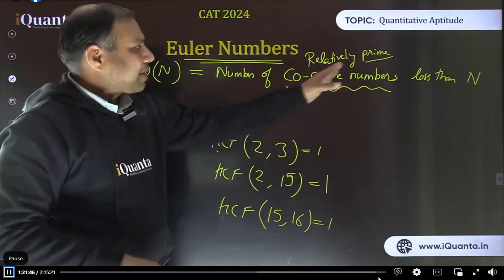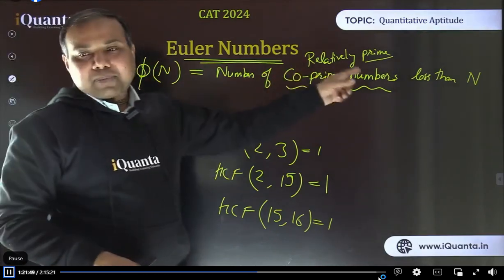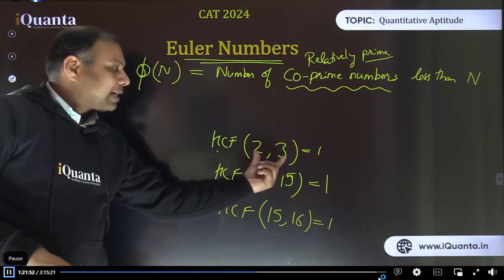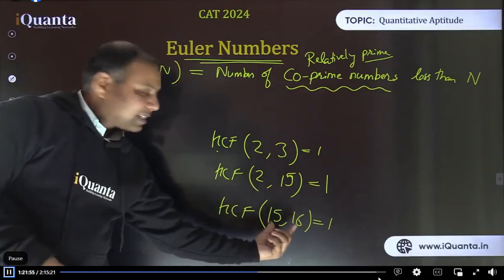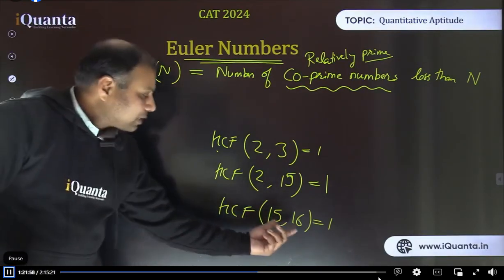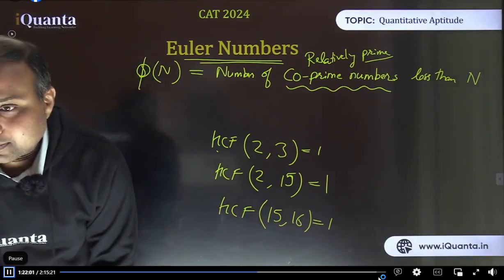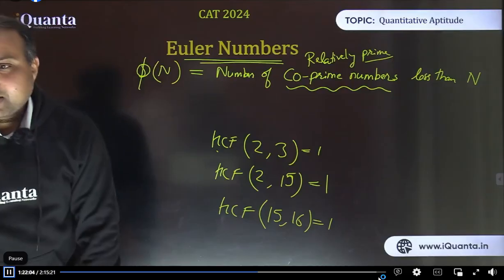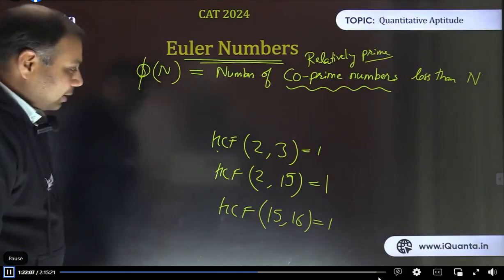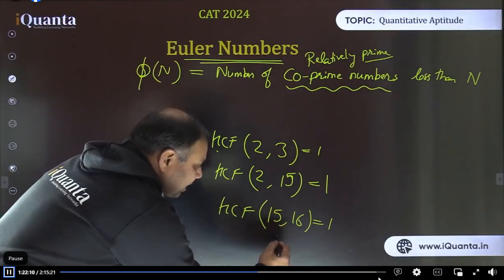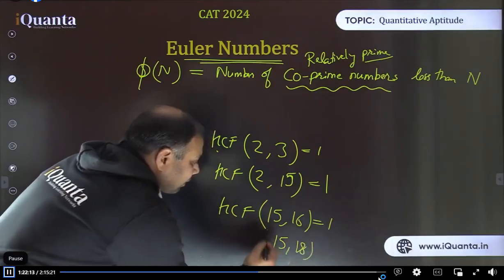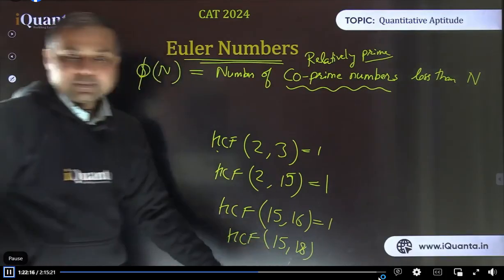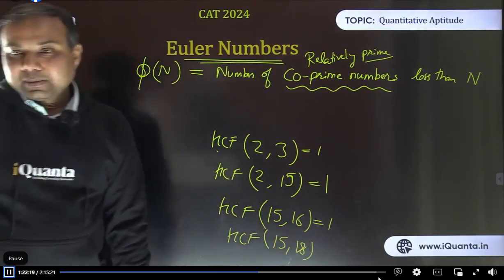Okay? That is the definition of co-prime numbers. The two numbers which are relatively prime to each other. Like these examples: 2 and 3 are relatively prime. 2 and 15 are relatively prime. 15 and 16 are relatively prime. क्यों relatively prime है? Because their highest common factor is 1. वेरी नाइस, रिपीटर के लिए भी नई टर्म हो सकती है, गुड. So take one more example. Tell me if I take 15 and 18, what is their highest common factor? What is the highest common factor of 15 and 18?